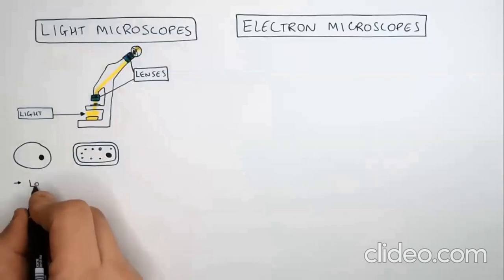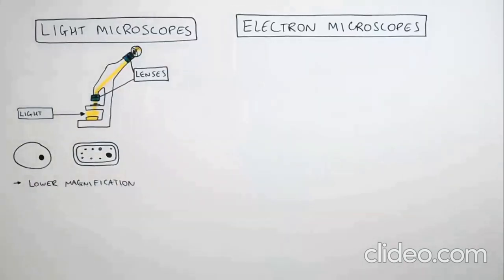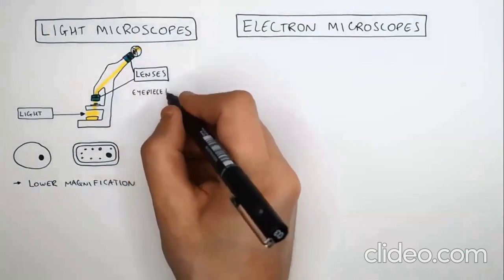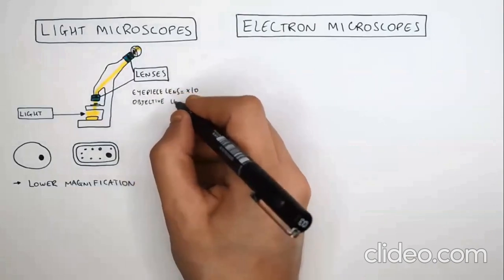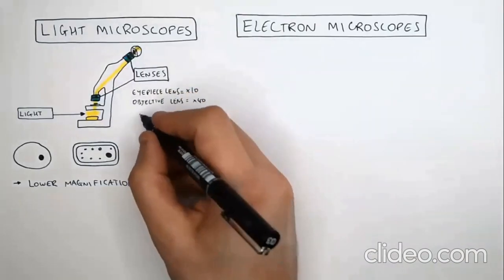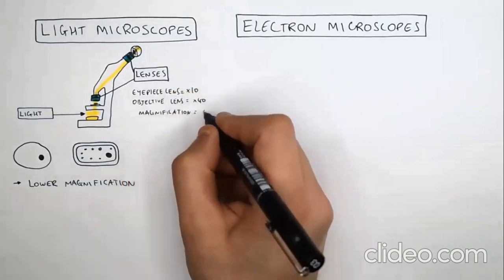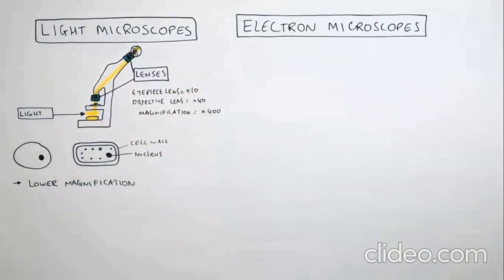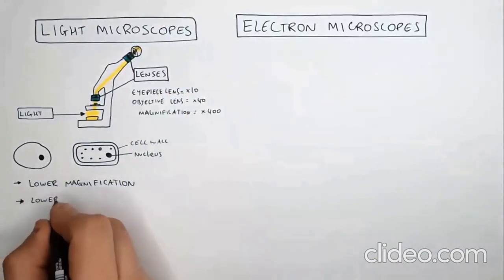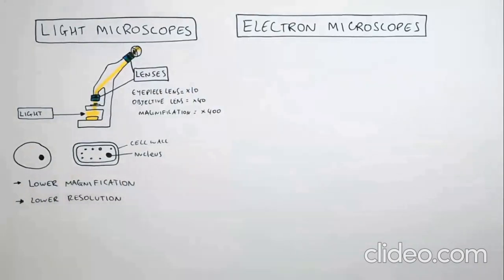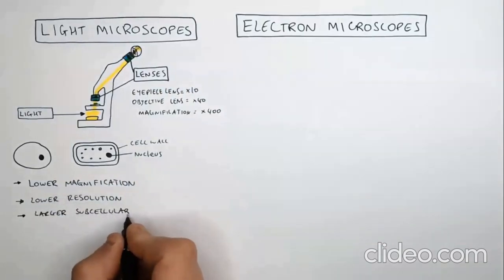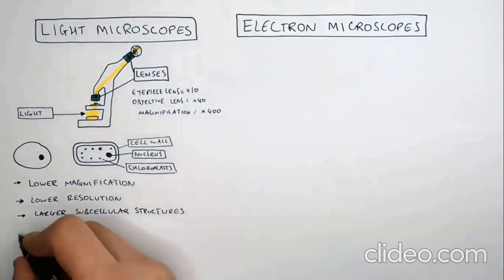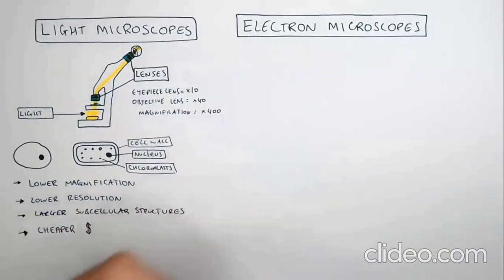Light microscopes have a lower magnification than electron microscopes, whereby if an eyepiece lens has a magnification of times 10 and the objective lens has a magnification of times 40, you're going to have an overall magnification of times 400. This is lower than the magnification on an electron microscope. Light microscopes have a lower resolution than electron microscopes, whereby you're only able to identify the larger subcellular structures. They are also much cheaper than electron microscopes.